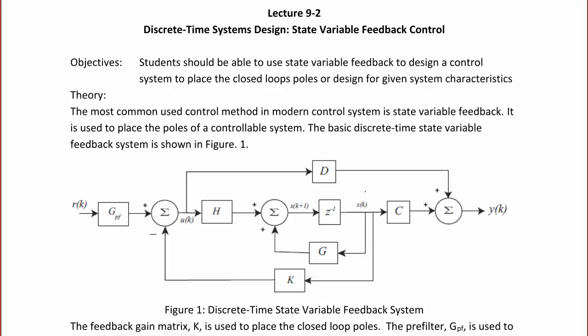Welcome back. Today we will start Lecture 9-2 on Discrete-Time Systems Design: State Variable Feedback Control. The objective of today's lecture is that students should be able to use state variable feedback to design a control system, to place the closed-loop poles for a control system, or to design it to have given system characteristics. The most commonly used control method in modern control systems is state variable feedback.